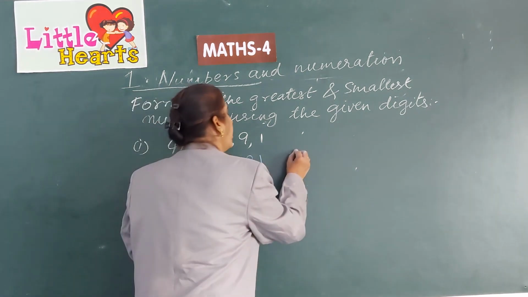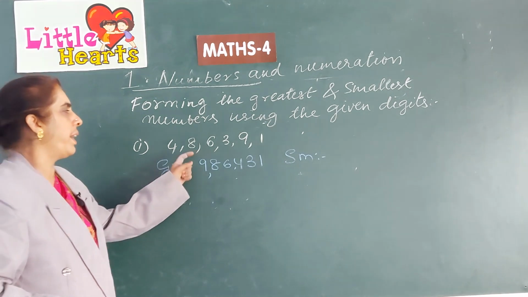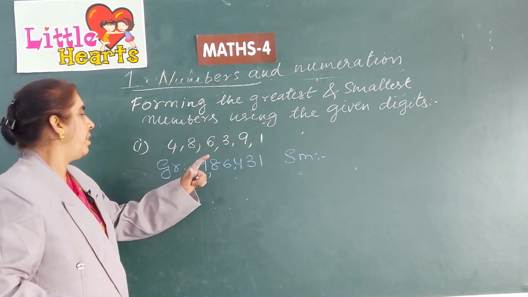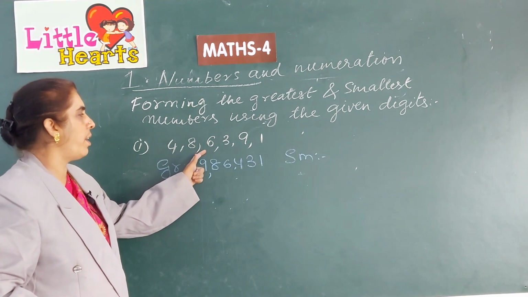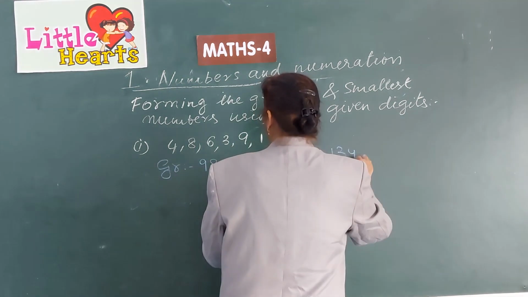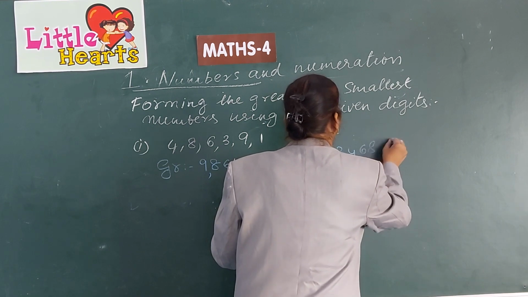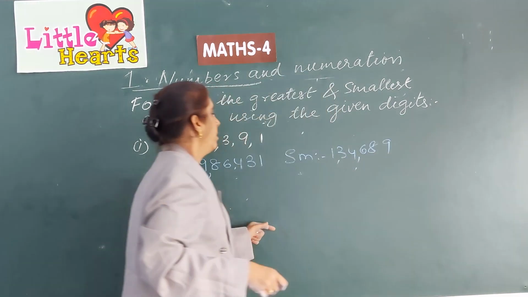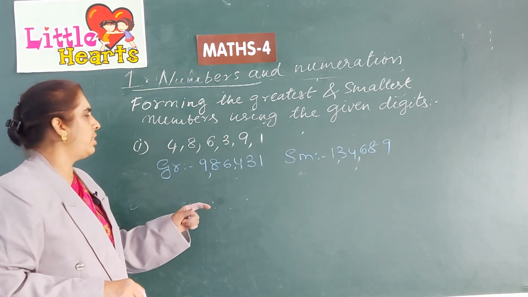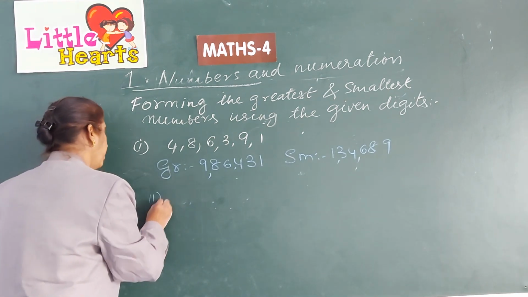9,86,431. In the same way, smallest number can be formed by arranging the digits in ascending order, that is from small to big. 1, 3, 4, 6, 8, 9. So 1,34,689.